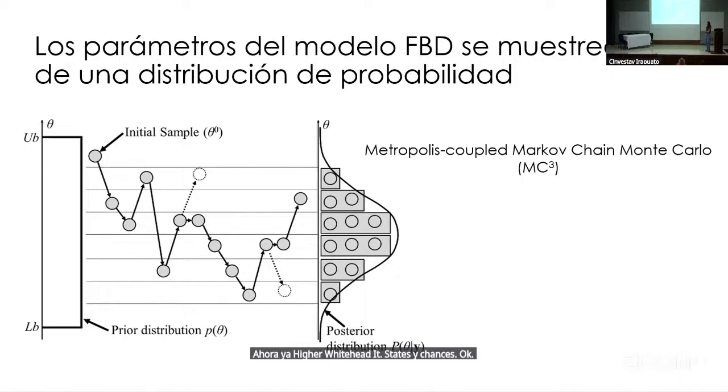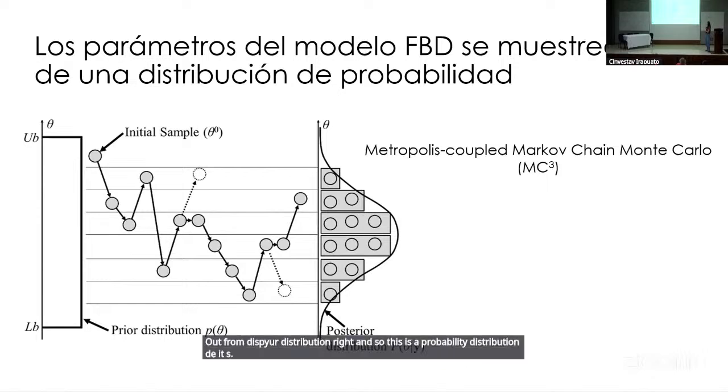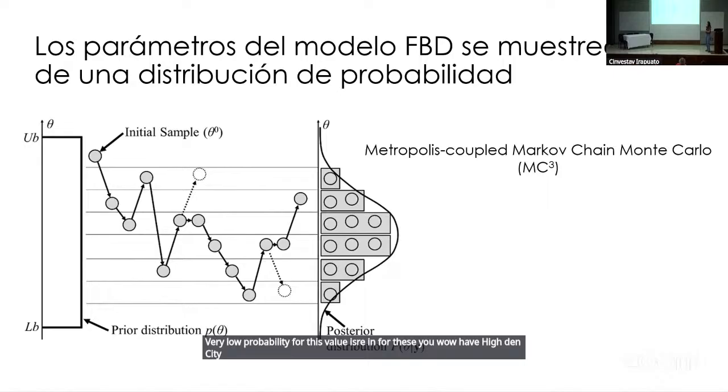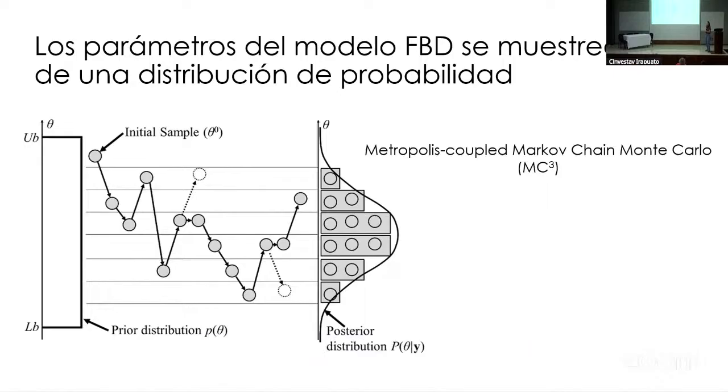So every step in the Markov chain is taking possible values from this prior distribution. This is a probability distribution that is the first step that you will have. At the end, you will get something like this, with very low probability for these values here and here, but in the middle you will have a high density, where the probability is higher. Well, not always in the middle, but yeah. Thank you so much.